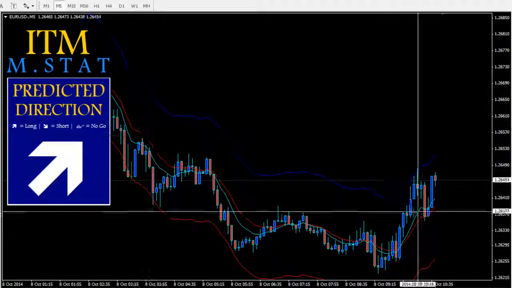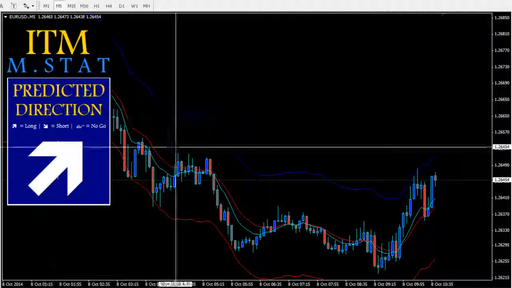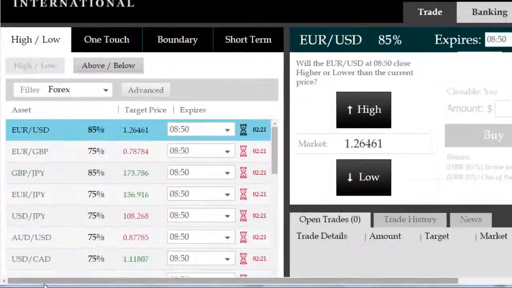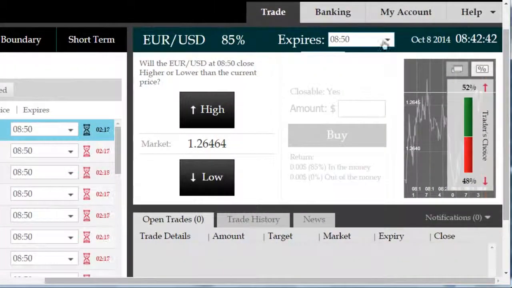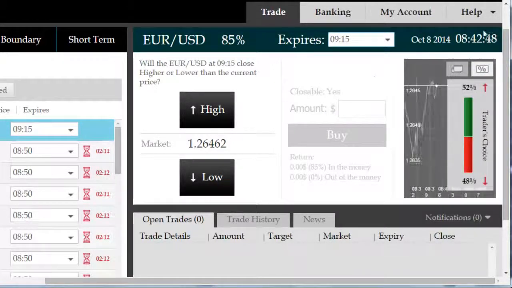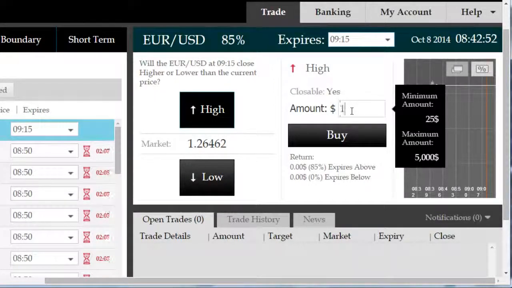Good morning. We're using ITM MStat this morning on the Euro USD here on the M5 time frame. We have a predicted direction that's been taken as an aggregate of multiple time frames to the long side here. So we're going to go for a 30-minute trade. It is currently 8:42, so the next closest trading opportunity would be at around 9:15. So we'll choose that expiry time. That's roughly 32 odd minutes away.